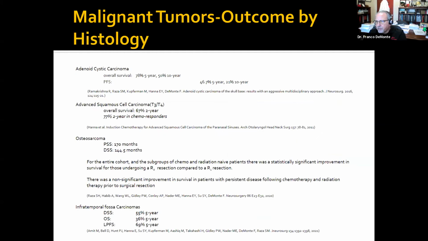The writing is very small here, but these are some more recent papers from our institution about adenoid cystic carcinoma, squamous cell carcinoma, osteosarcoma, and infratemporal fossa carcinomas. Important conclusions were that there was a difference whether or not you got a complete resection with negative margins versus a complete resection with positive microscopic margins. So we do attempt, especially in the high-grade tumors, to get what's called an R0 resection with microscopically negative margins.